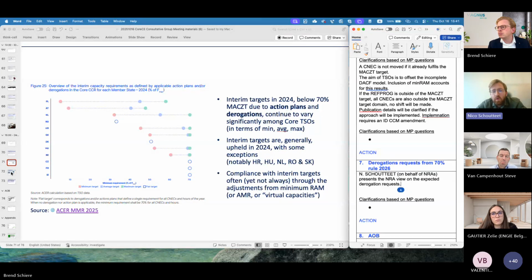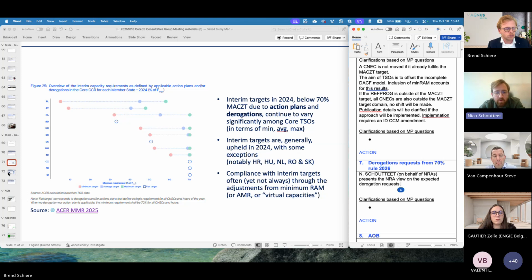Admittedly, very often with virtual capacities, very often with the reliance on the adjustment form in RAM. So it's not physical capacity that is there. It's virtual capacity which is being given to artificially increase the capacities in the day-ahead time frame, even though relying on possibly future redispatch or counter trading actions or other remedial actions.